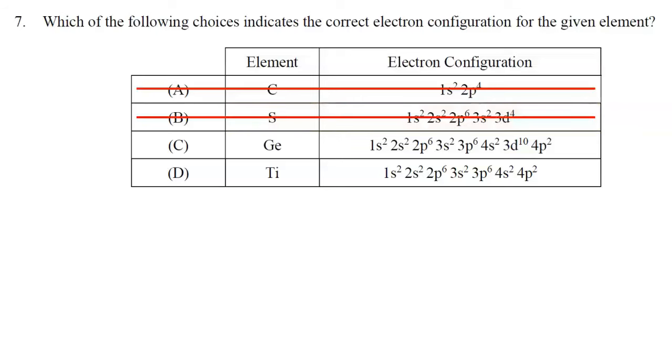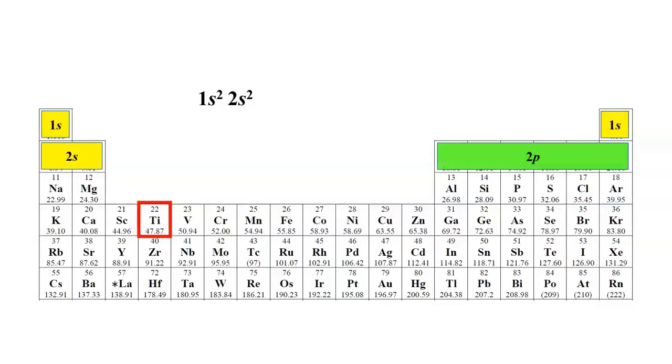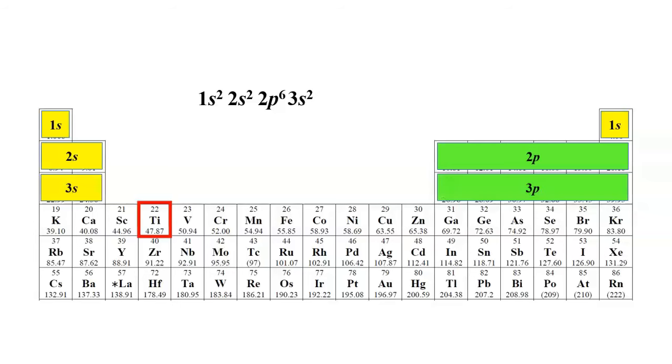Now, I'm going to move on to choice D, which features the element titanium, which has the symbol Ti, and if we find that on the periodic table, titanium has 22 electrons. So again, we'll start with 1s2, 2s2, 2p6, 3s2, 3p6. So now we're in the 4th period of the periodic table. It's going to be 4s2.